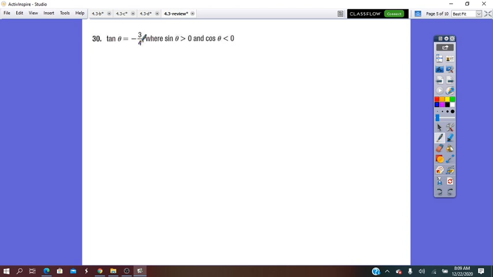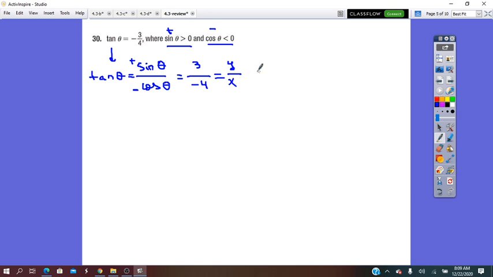Tan theta is negative 3 over 4. The sine is positive, and the cosine is less than 0, which means negative. Tan theta is the ratio of sine theta to cosine theta. Since sine is positive and cosine is negative, we give the negative to the cosine. So it will be 3 over negative 4, and this equals y over x. From here, we can say that x equals negative 4 and y is 3.